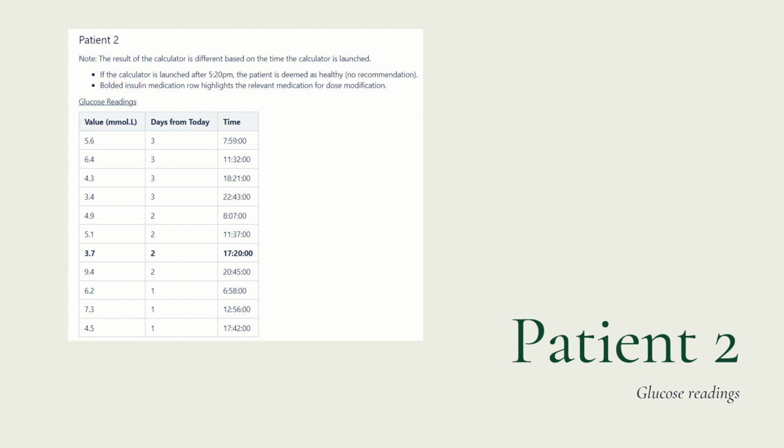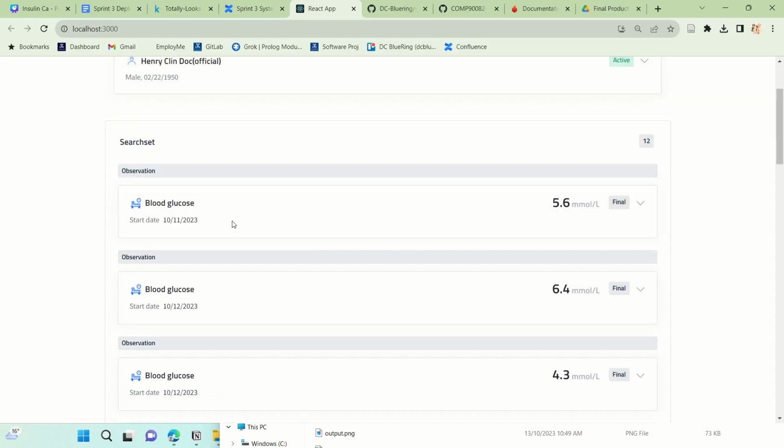For this patient 2 scenario, the app was also launched at 1 p.m., so a low blood sugar record of 3.7 millimoles per liter was identified to be in the last 48 hours. Next, we will show a demo of our app for patient 2.